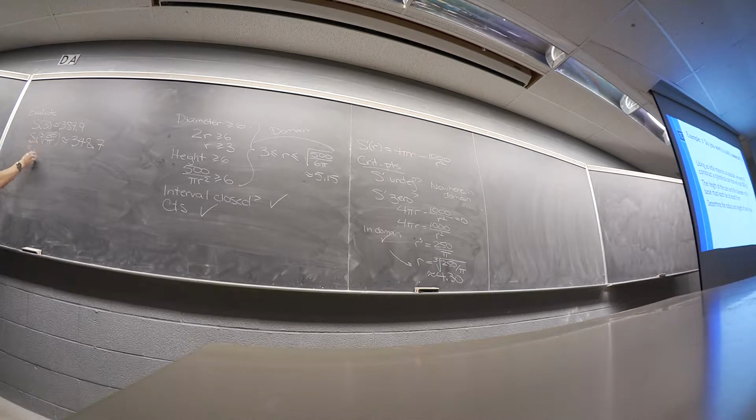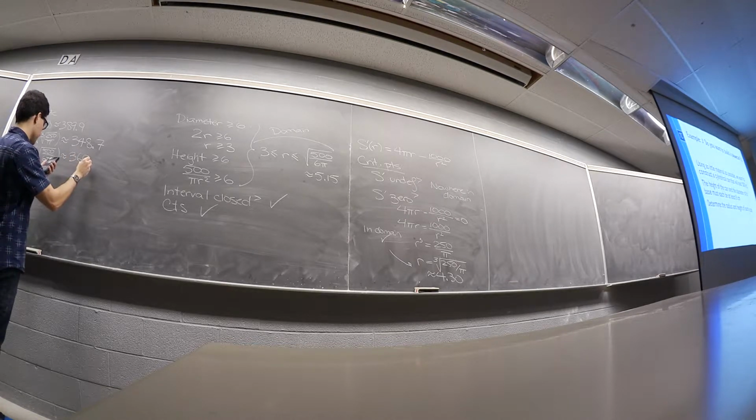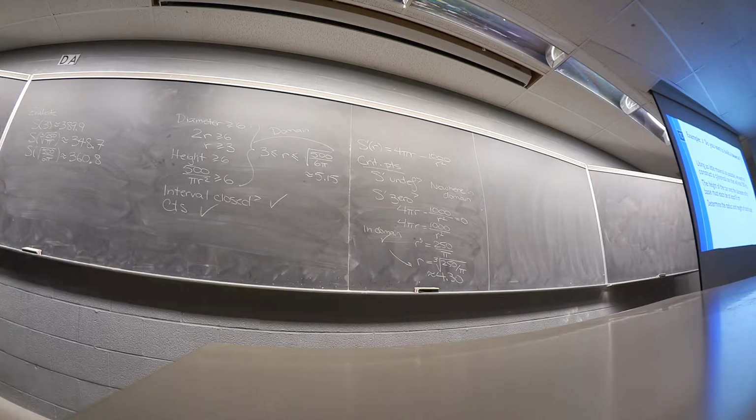Okay, and finally at the other endpoint, 500 over 6 pi square root, and that's about 360.8. All right, so there we go, that's the closed interval method. We want to minimize the surface area, so we pick the smallest one. What's the smallest one? Hey, it happened at the critical point. That's our smallest one.